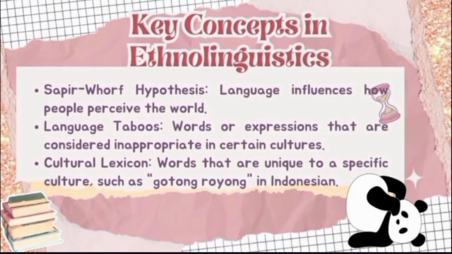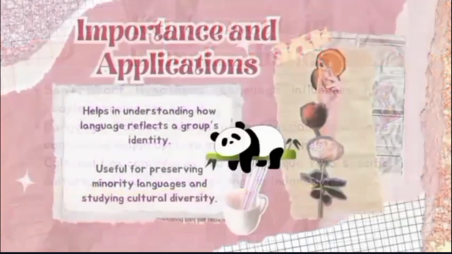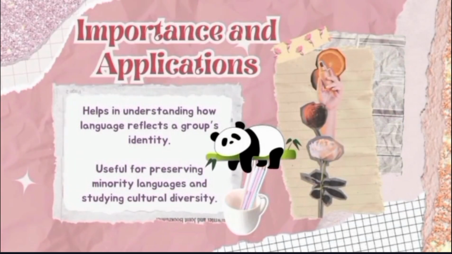Key concepts in ethnolinguistics. The first, Sapir-Whorf hypothesis. Language influences how people perceive the world. The second, language taboos. Words or expressions that are considered inappropriate in certain cultures. The last, cultural lexicon. Words that are unique to a specific culture, such as gotong royong in Indonesian. Importance and applications: helps in understanding how languages reflect a group's identity, useful for preserving minority languages and studying cultural diversity.